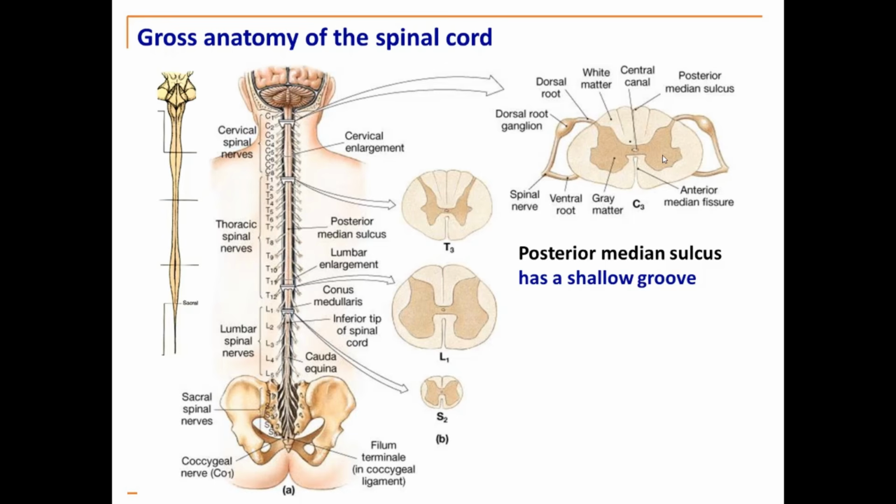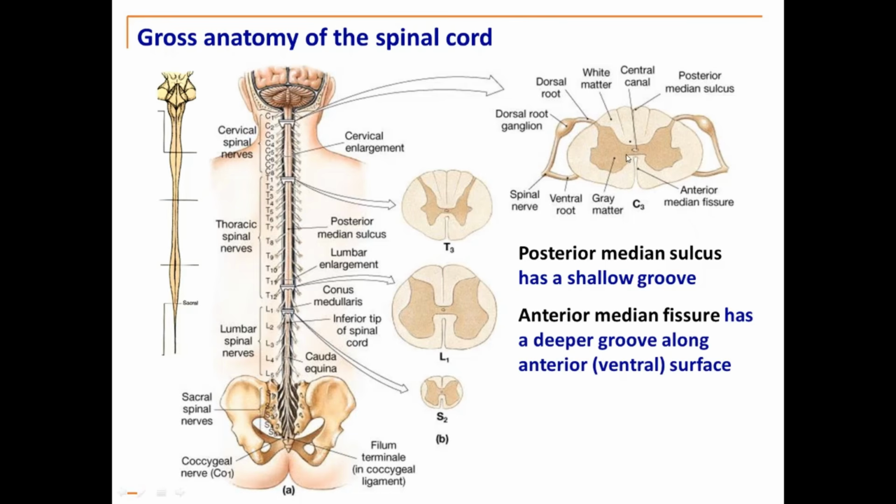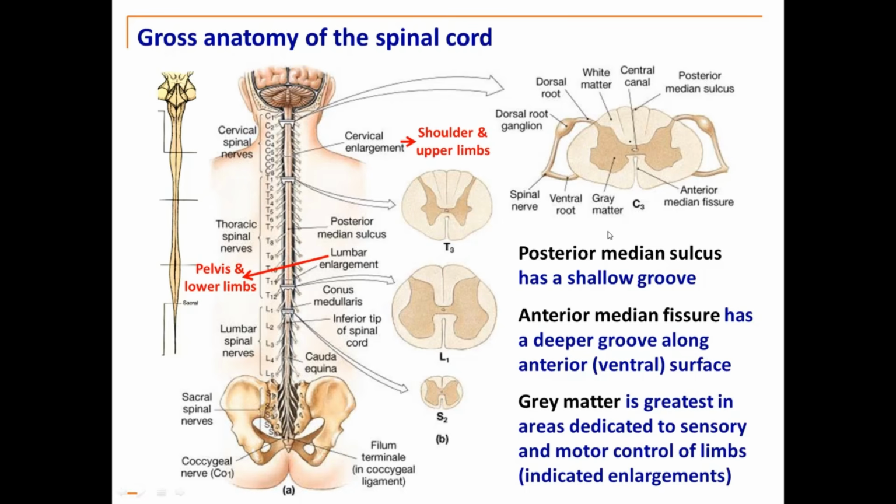The posterior median sulcus has a shallow groove. You've got the anterior median fissure, which has a deeper groove along the anterior or ventral surface. And of course, the grey matter, as we've already talked about, is greatest in areas dedicated to sensory and motor information. In particular, we're thinking about the limbs because of the large amount of nerves going to them. So you've got the cervical enlargement, serving the shoulder and upper limbs, and the lumbar enlargement, serving the pelvis and lower limbs.